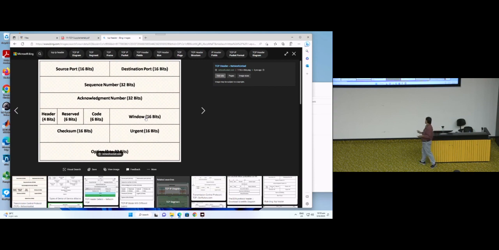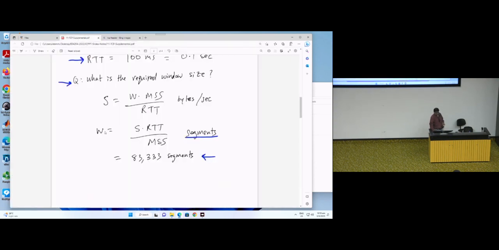But in this example here, we saw that to utilize the 10 gigabit per second link, I need a very large window size. And this could be potentially larger than the advertised window that you were talking about. Okay, good?